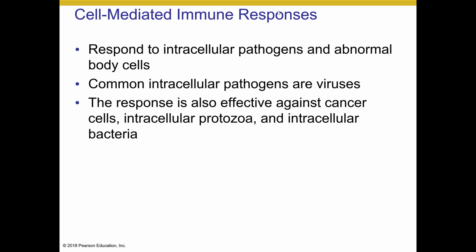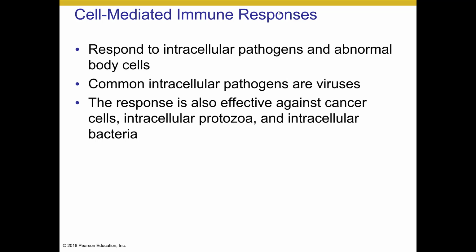So cancer cells are abnormal body cells. Foreign tissue transplants, those are body cells, but they're not your body cells. They're abnormal. They're from somebody else, but they're still body cells. And so these are the types of things that the cell-mediated response is going to respond to. For our purposes in this class, I think it's safe to do this.